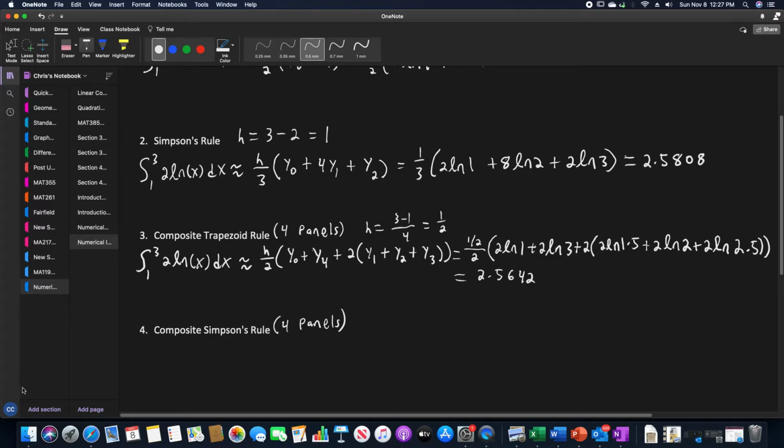So, this one's going to be a bit of a long formula, so bear with me. We're doing the integral between 1 and 3 of 2 times the natural log of x dx. We are going to approximate this using this particular formula of h divided by 3.